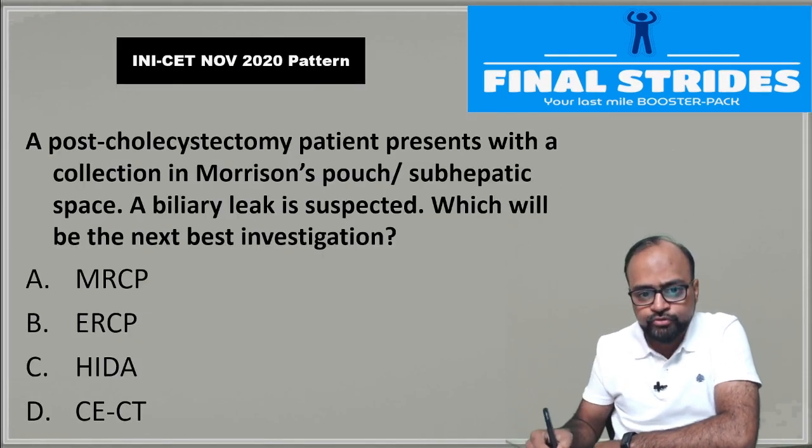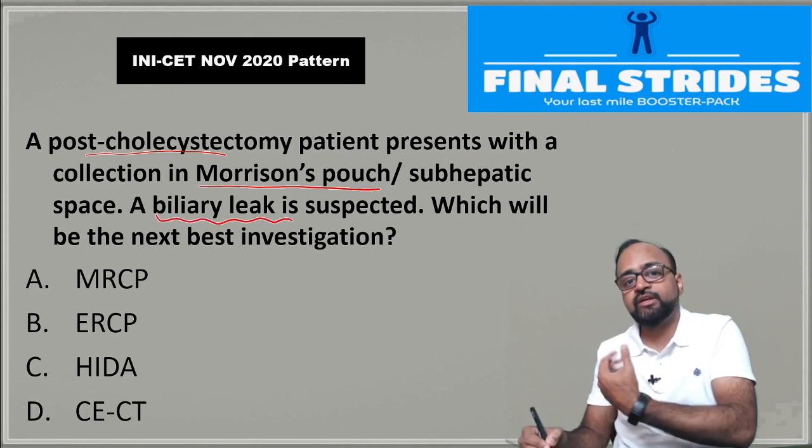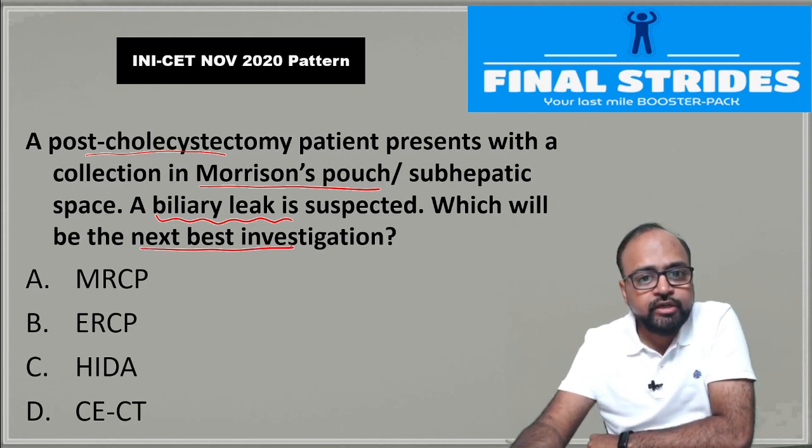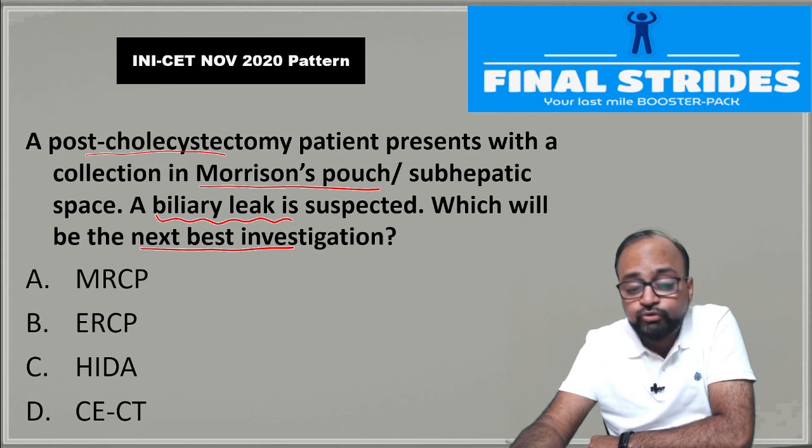So look at this question which was asked. A post-cholecystectomy patient presents with a collection in the Morrison's pouch or subhepatic space. A biliary leak is suspected. So that is the suspected diagnosis the examiner has given you. Which is the next best investigation? What do you do when you suspect a biliary leak in a post-operative post-cholecystectomy patient? Would it be MRCP, ERCP, HIDA, CECT?